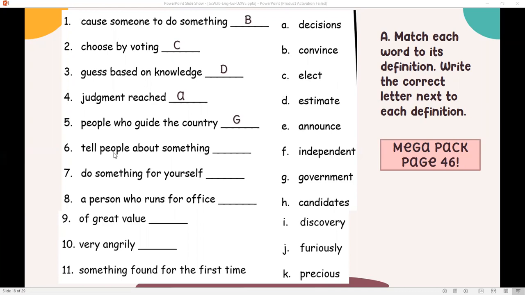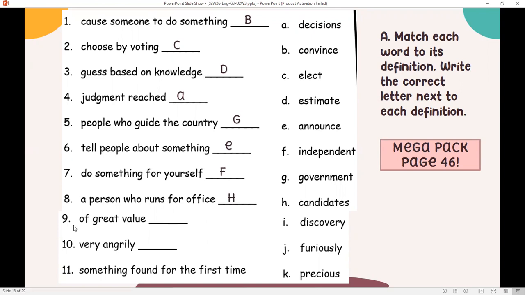Number 6, tell people about something. To tell people about something means to do what? To announce. Number 7, do something for yourself. It means you can do things on your own. You don't need anyone's help. It means you are independent. Number 8, a person who runs for office, like class president, for example. This is a candidate.